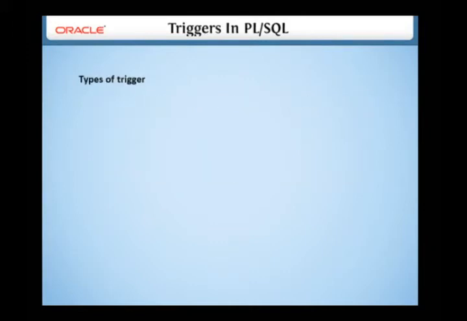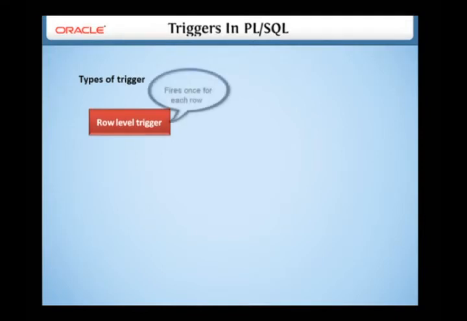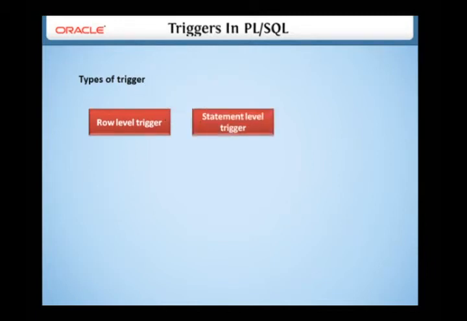Let's see the different types of triggers. A row-level trigger fires once for each row affected by the DML operation. To specify a row-level trigger, you have to use a FOR EACH ROW clause in the trigger definition. A statement-level trigger fires once irrespective of the number of rows affected in the table.